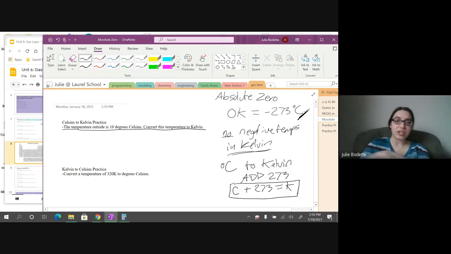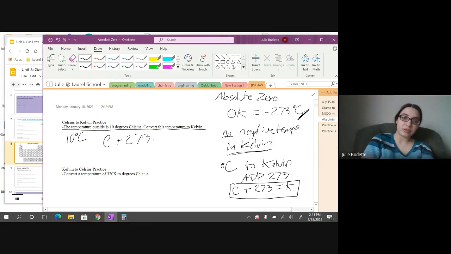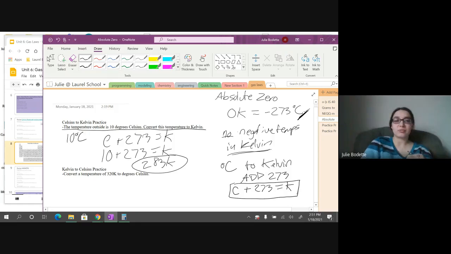Okay, so now that we've got this equation, we can figure this out. So the temperature outside is 10 degrees Celsius, converted to Kelvin. So I need to add 273, or in the form of this equation, I take my degrees Celsius plus 273, it spits out Kelvin. Right, so Celsius plus 273 equals Kelvin. 10 plus 273 equals Kelvin. Let's see, that's going to give me 283 Kelvin. Right, so there's my answer. Okay, and then the next thing we need to do is we need to go backwards.